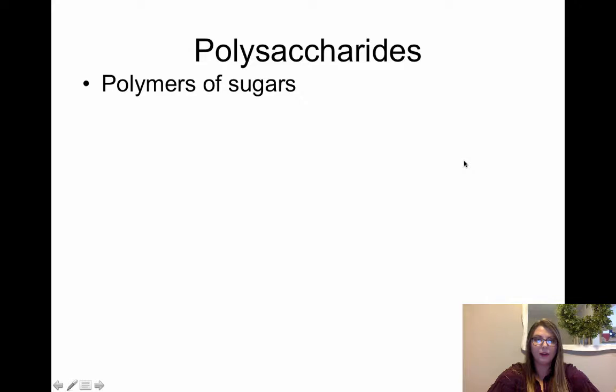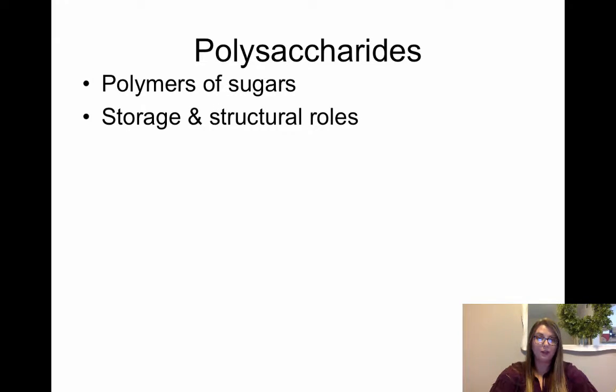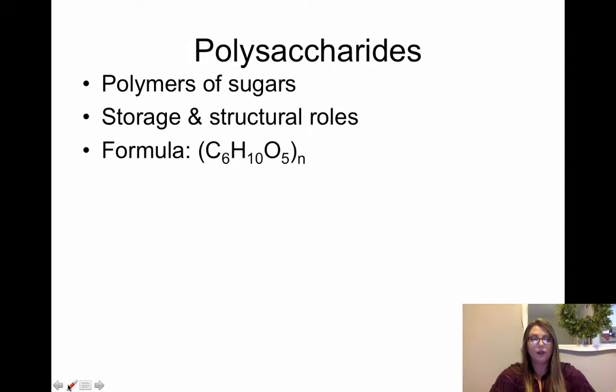All right, so polysaccharides are just polymers of sugars. So they're just many sugars, and these also come together through dehydration. Polysaccharides are used for storage, and they play very important structural roles, and they have a formula that you can see right here. Again, you're going to want to know this as well. Make sure that you can tell the different formulas between the monosaccharides, polysaccharides, and disaccharides apart.